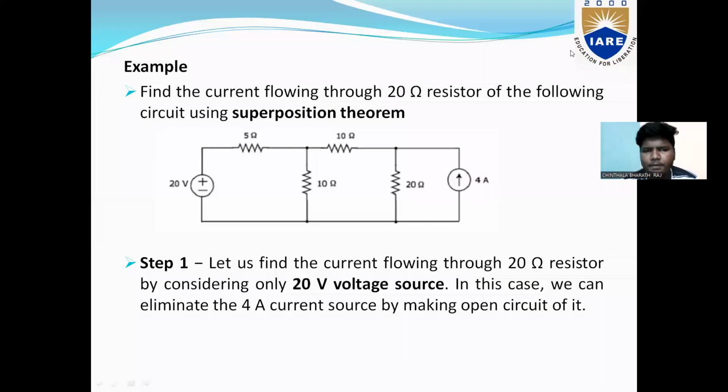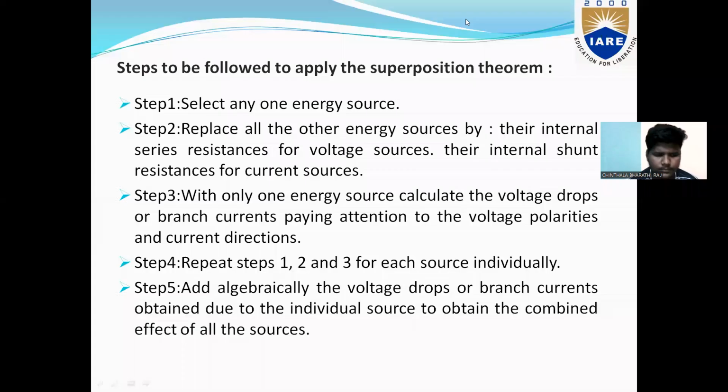First of all, there are steps to be followed to apply the superposition theorem. Step 1. Select any one energy source. Step 2. Replace all the other energy sources by their internal series resistance for a voltage source, and their internal parallel resistance for a current source.